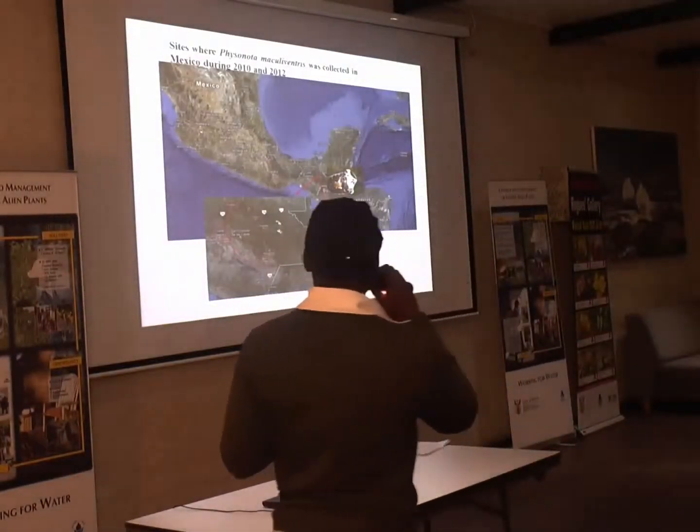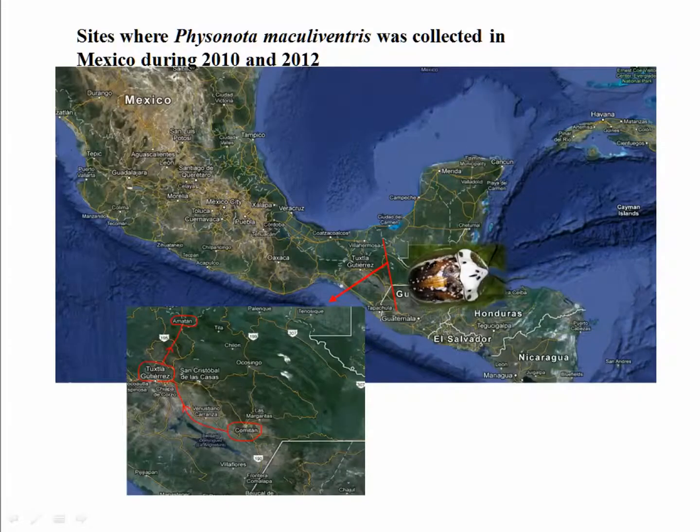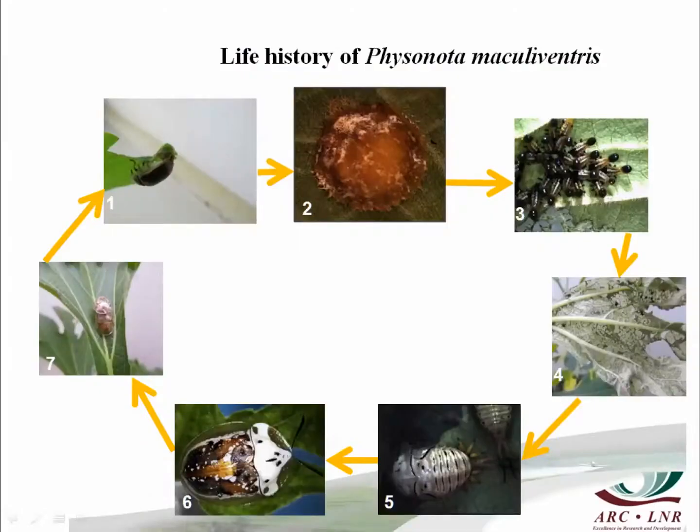This is basically the map showing the areas where the insect has been collected. It has been collected in various areas which are far from each other in the native range. And then this is the life cycle of the insect. They prefer the tip lobes, on the underneath of the leaf. This is how the egg batch looks.